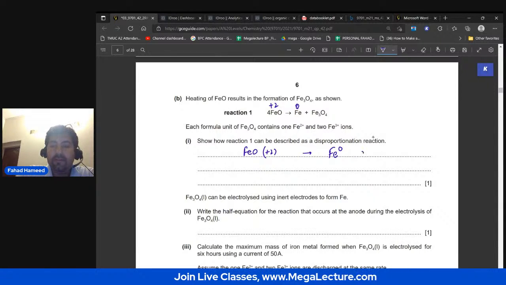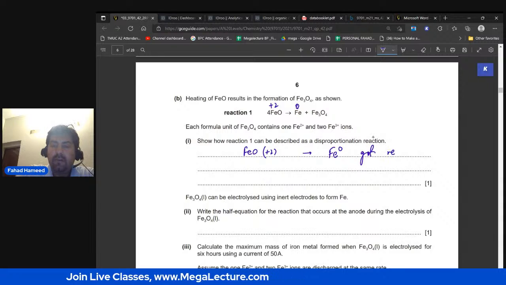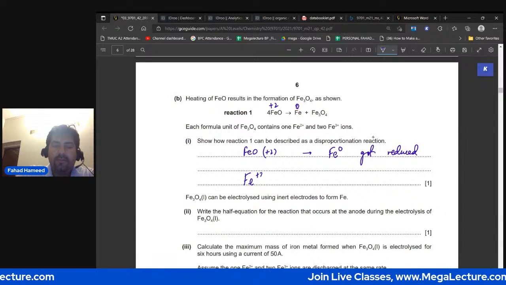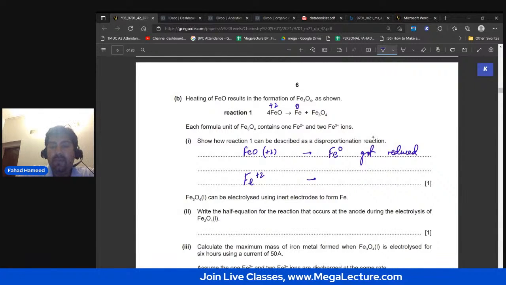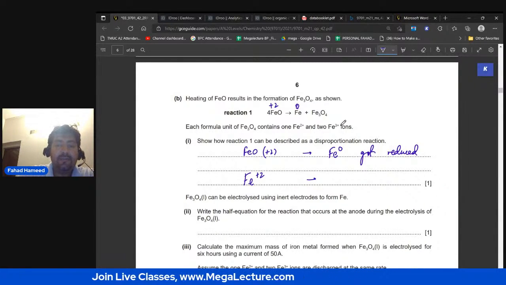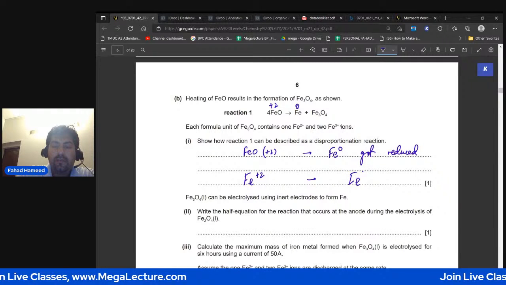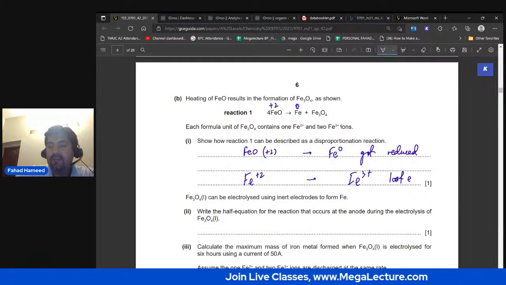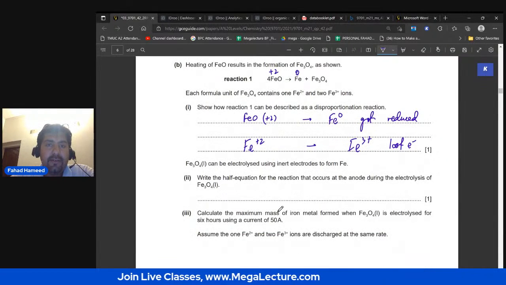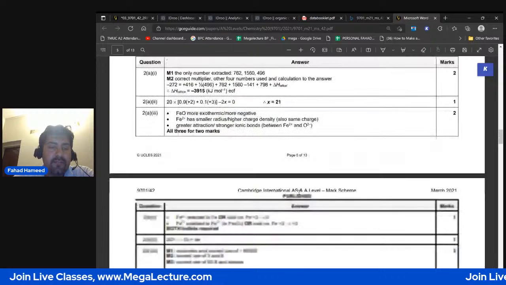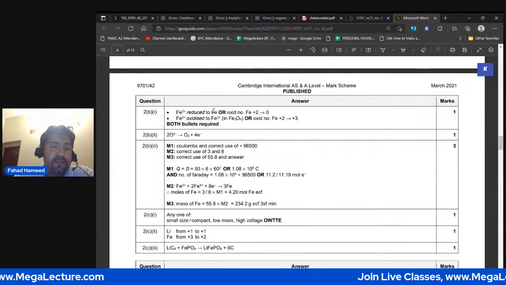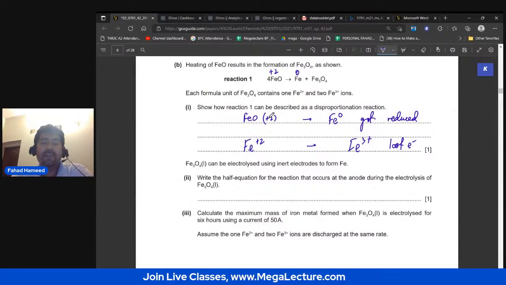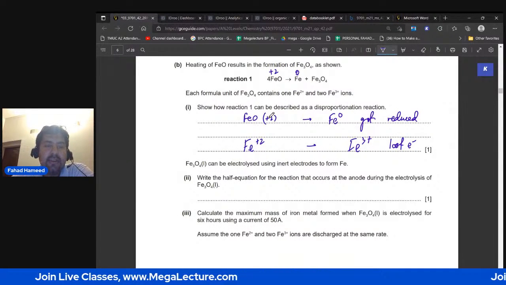So it got reduced, or it gained electrons. And at the same time, Fe plus 2 in FeO went to Fe3O4, where he says that there are 2 Fe3 plus ions. So that means it got oxidized or lost electrons. So you're just going to write that. That's just 1 mark, and you're going to quote both these things. The answer: Fe plus 2 reduced to Fe, Fe2 plus oxidized to Fe3 plus. That's why disproportionation is the reaction where the same element gets oxidized and reduced at the same time.